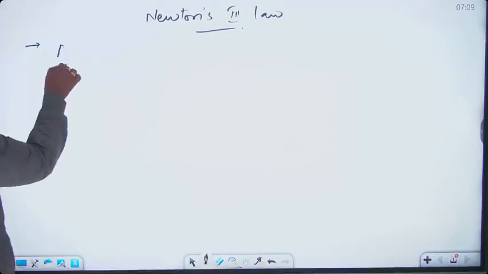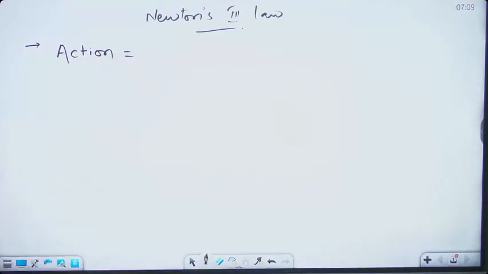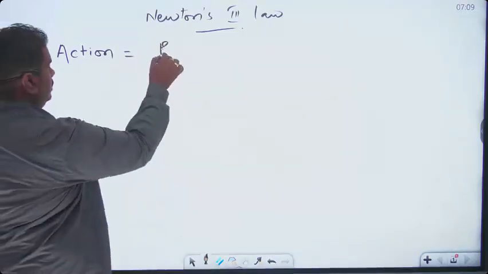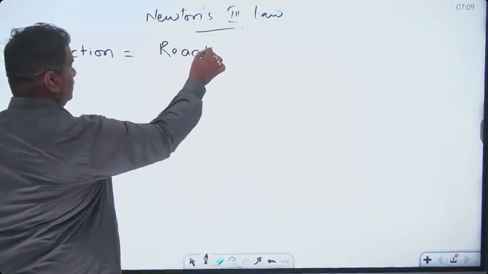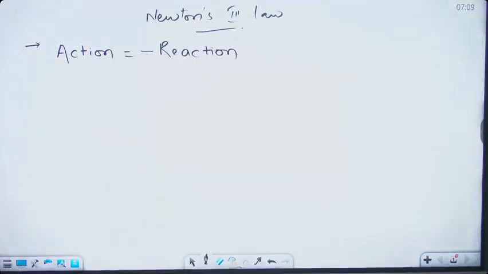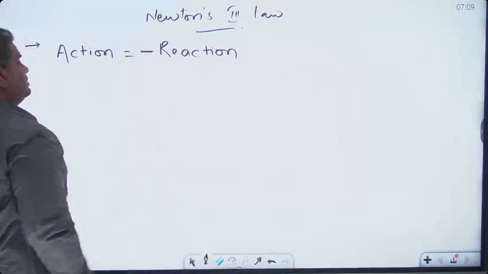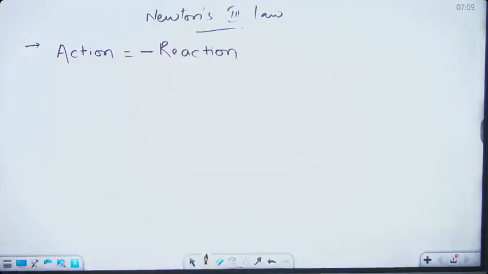So based upon that particular statement, action is equal to reaction. Is it right? Action is always equal to minus reaction, because the statement itself says action and reaction are always equal and always opposite. Opposite means the direction is changing. That is the reason why, to represent the change in direction, we are using this minus sign here. Action equals minus reaction.